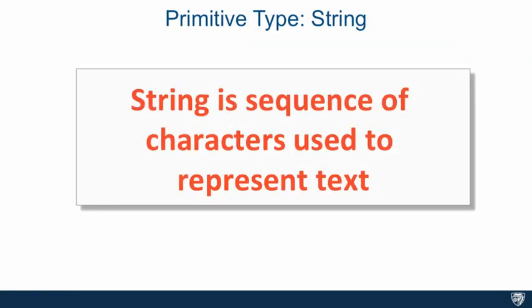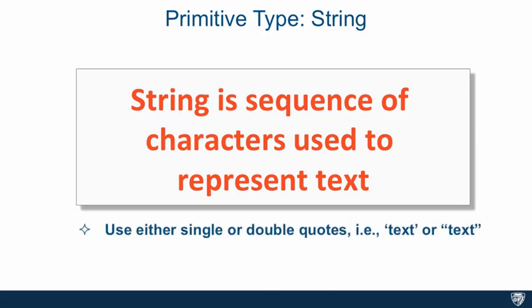Another data type is string. And string in JavaScript is very similar to the string type in other languages in that it is a sequence of characters used to represent text. And you could define strings either using single or double quotes. Either one is 100% legal.